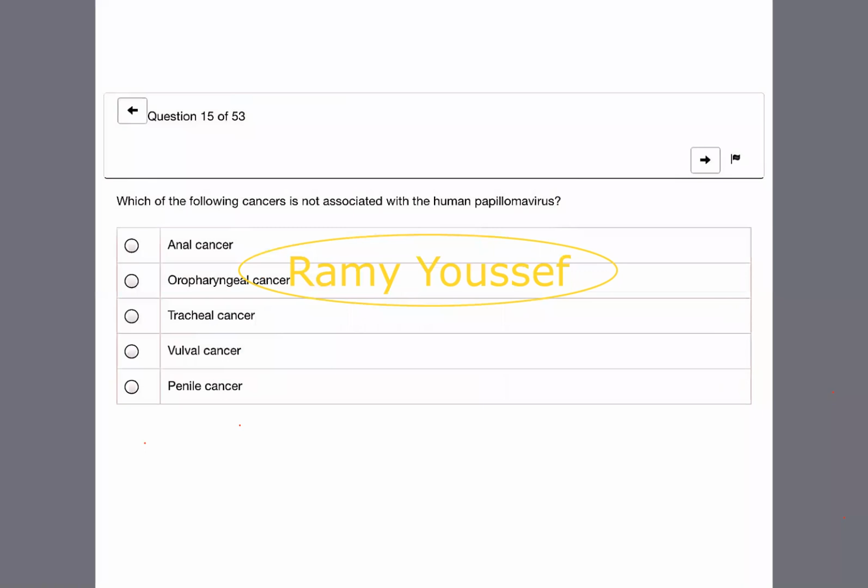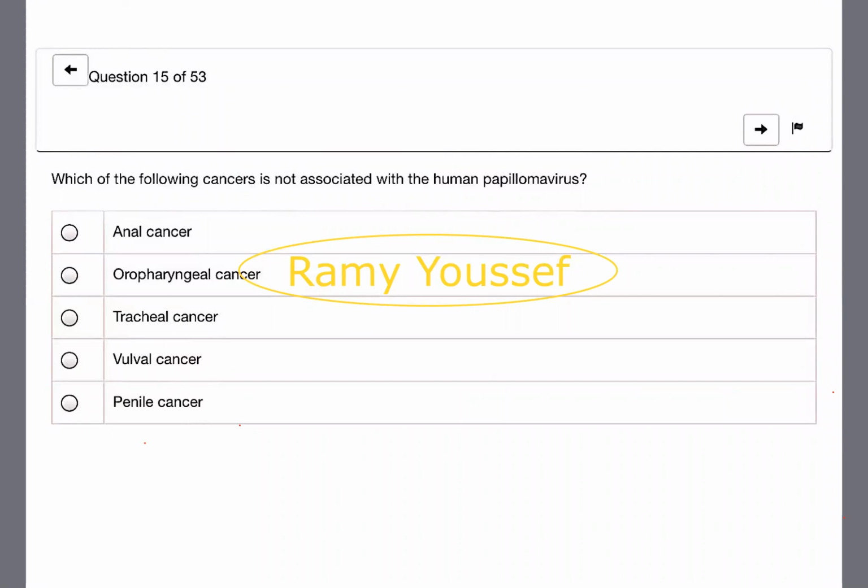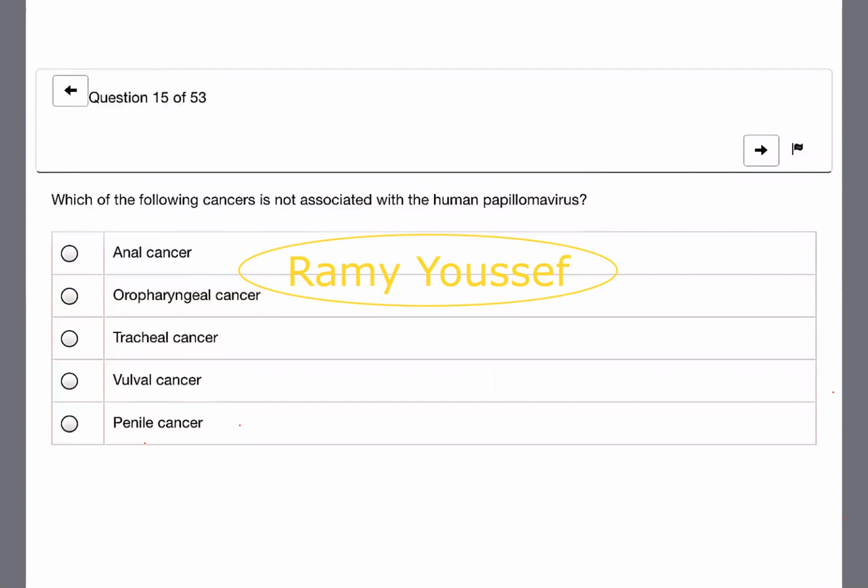Should I take it? Okay. No, Dr. Ibtihar. Okay. Which of the following cancers is not associated with human papillomavirus? Tracheal cancer.